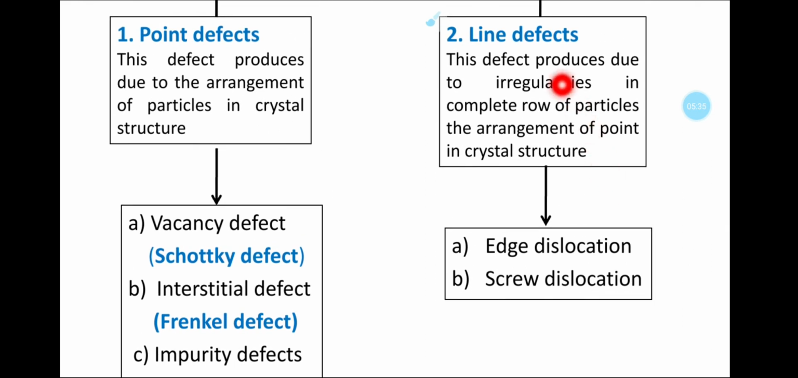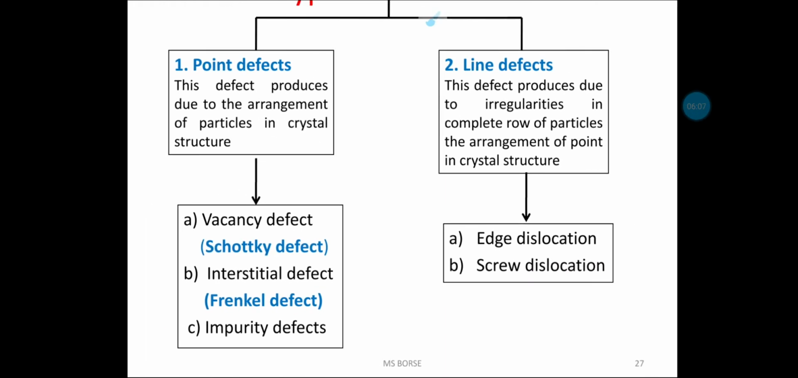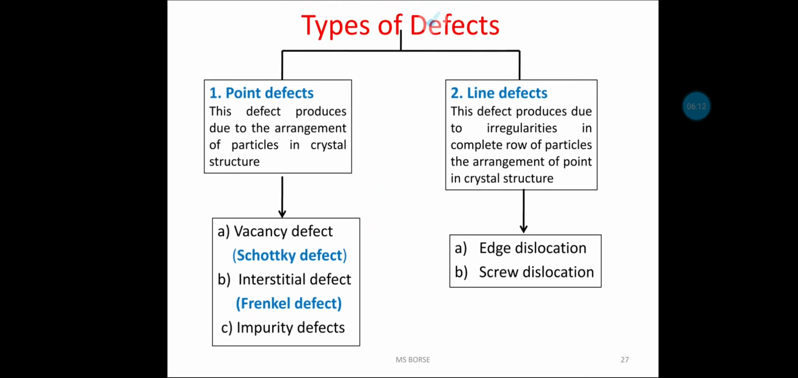Line defects are also of two types: edge dislocation and screw dislocation. Edge dislocation means the edges are dislocated from their original or vertical position, and screw dislocation means a plane of the crystal is dislocated from its perfectness. In your syllabus only point defects are included, so we will discuss only point defects, that means vacancy defect, interstitial defect and impurity defects.